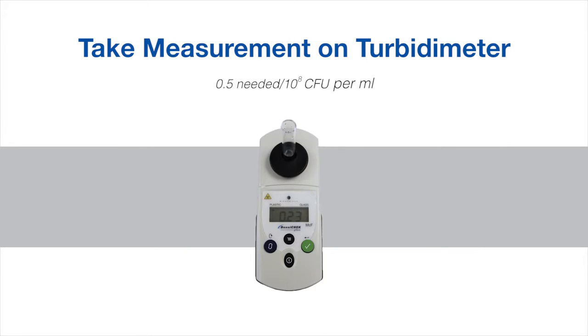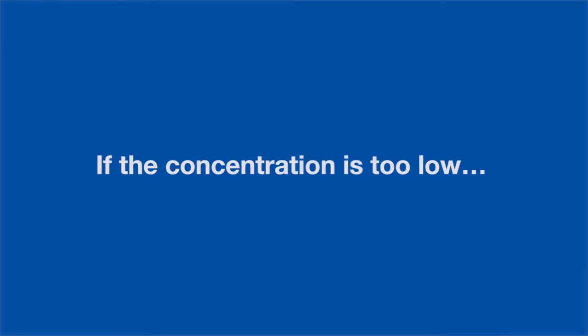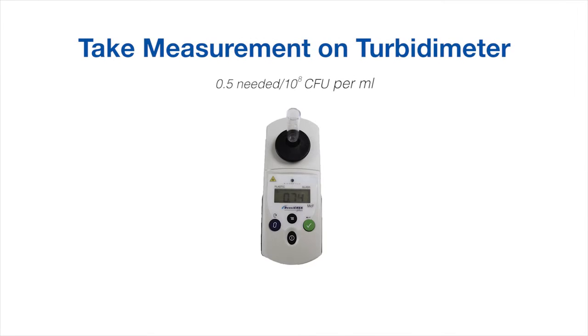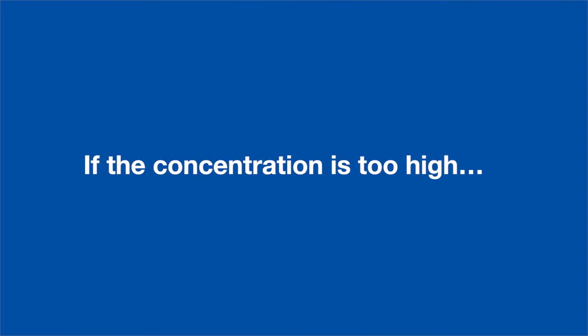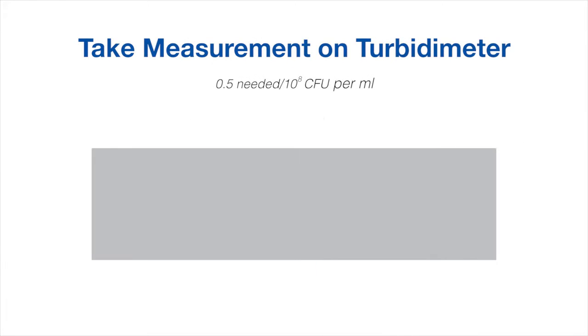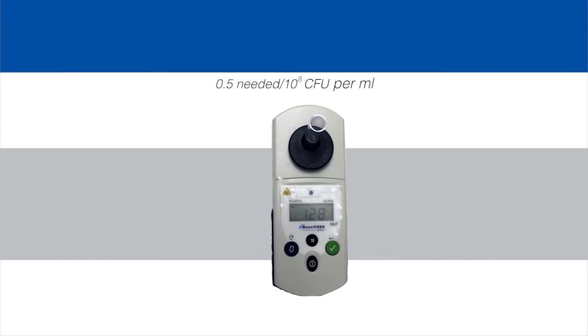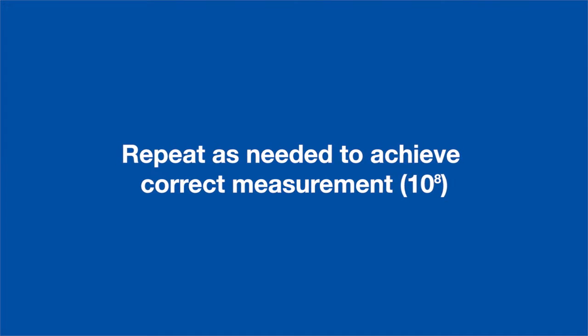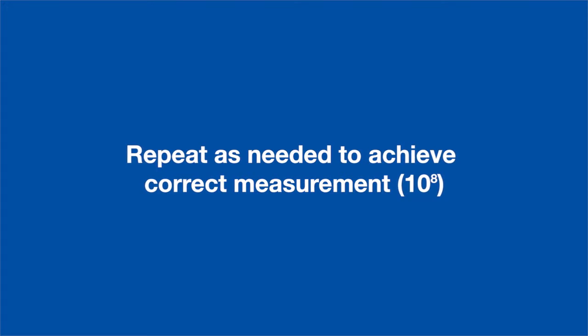Measure the turbidity with the turbidimeter. If the concentration is too low, add more microorganisms. Measure the turbidity again. If the concentration is too high, add more liquid. Measure the turbidity again. Repeat as needed until you get a density measurement of 0.5 McFarland. When you achieve the correct density, serially dilute the microorganism suspension.